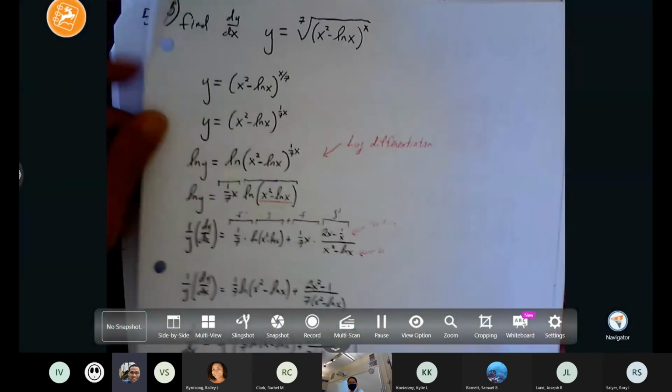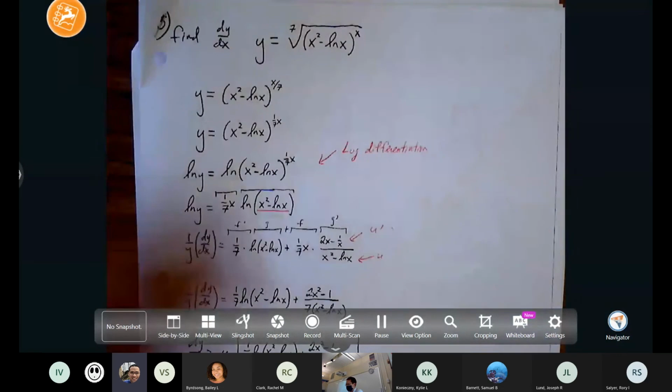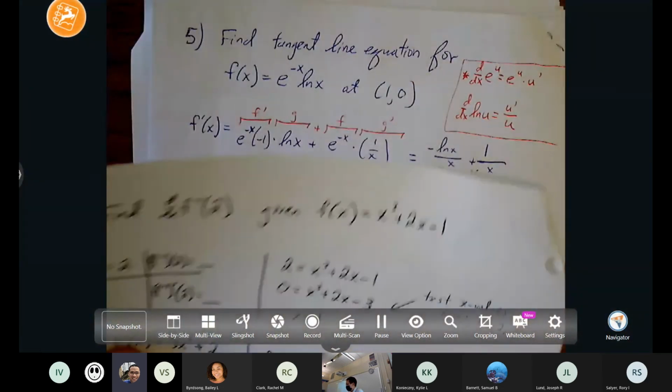Are there any one of these that you want me to slow down and go through with you step by step? Inverse. Inverse, okay. Let's do the inverse one.